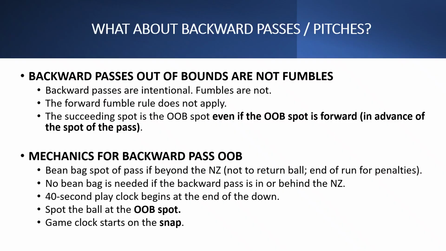If the backward pass is made beyond the neutral zone, drop a beanbag, not because we would return the ball there, but because that references the end of the run for penalty purposes. If the backward pass is made in or behind the neutral zone, no beanbag is needed. At the end of the down, the 40-second play clock will begin. We'll rotate the ball in and spot the ball at the out-of-bounds spot, and the game clock will start when the ball is next snapped.